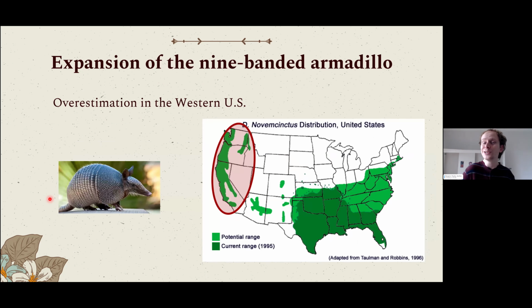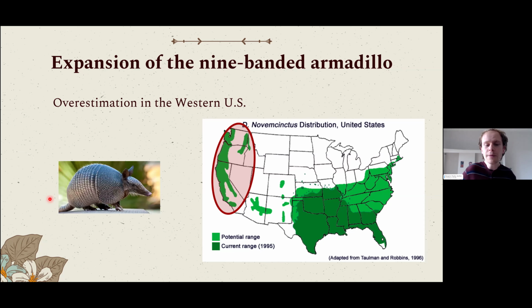But nowhere is this more egregious than in models looking at the expansion of the nine-banded armadillo across the United States. So the nine-banded armadillo first arrived in the United States after bridges were put across the Rio Grande River in the late 1800s, and since then has been steadily moving north and east, and now it lives pretty much everywhere in the southeastern United States.